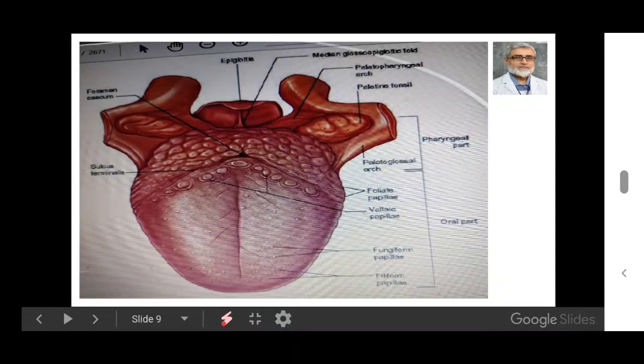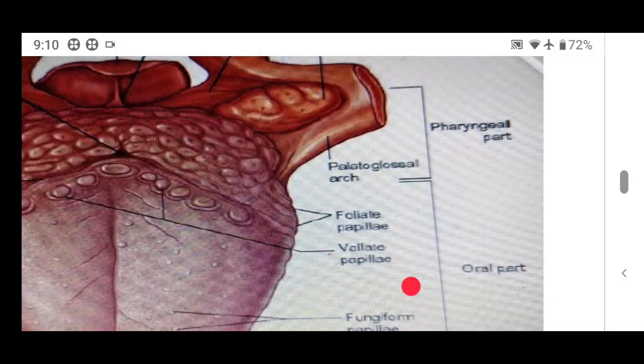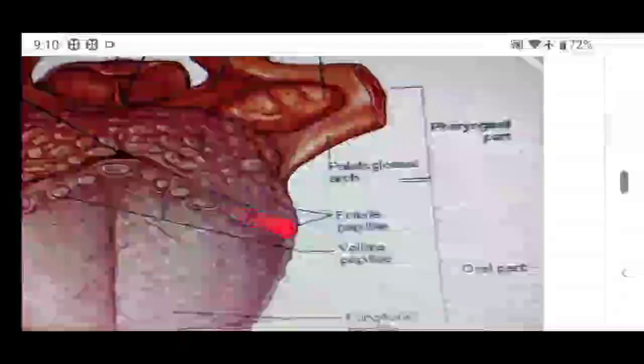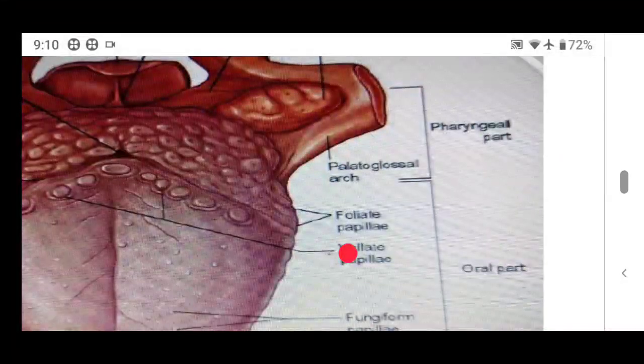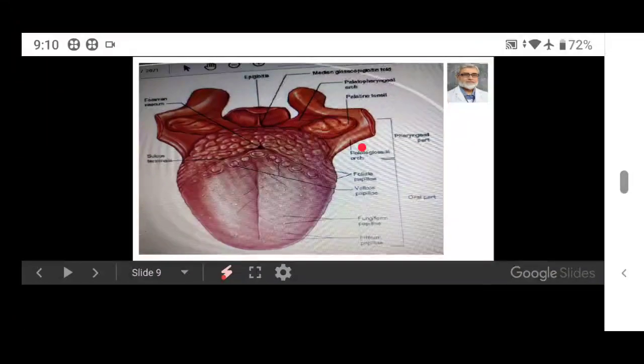And all over the tongue, you can see here the follicles. See here the follicles, different follicles here. See here, foliate papillae, vallate papillae, and fungiform papillae here, and filiform papillae here. It is well visible. Then come to the next slide.